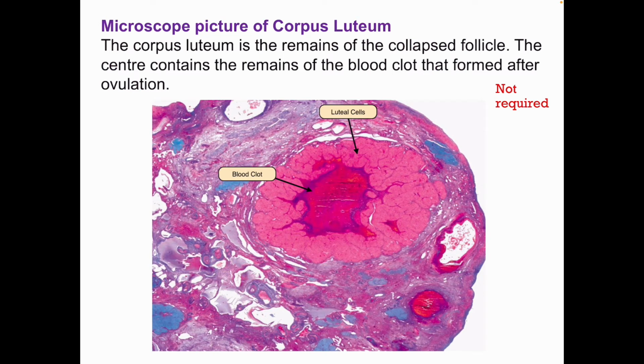This microscope picture shows the remains of the collapsed follicle. So you can see in the middle, where the follicle has ruptured, there is actually a blood clot. So that's where the egg would have been. And then round about, these are the cells that have become the luteal cells that produce the progesterone.